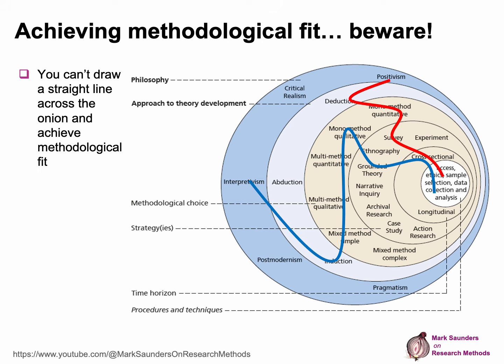Alternatively, our research philosophy may be interpretivism. We are doing inductive research in terms of our approach to theory development, and our methodological choice this time is a monomethod qualitative. Perhaps we're going to be doing observations. Our research strategy is grounded theory, and we're doing cross-sectional research, and then we'll be collecting our data, we said, through observation. The issue here, as you can see now, is that you are not drawing a straight line across the onion to develop methodological fit.